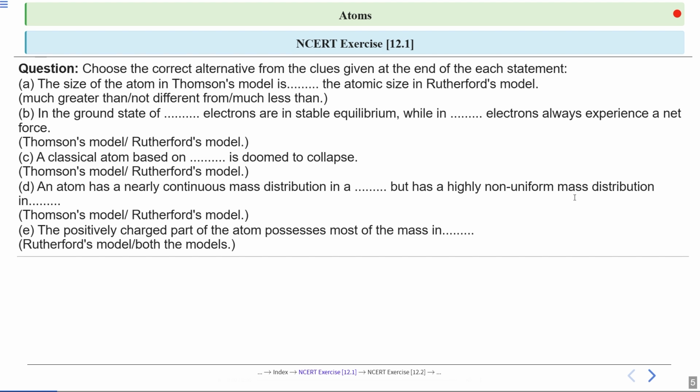C part, a classical atom based on dash is doomed to collapse. The clues are Thomson's model, Rutherford's model. D part, an atom has a nearly continuous mass distribution in dash but has a highly non-uniform mass distribution in dash. The clues are Thomson's model, Rutherford's model. And E part, the positively charged part of the atom possesses most of the mass in dash. The clues are Rutherford model or both the models.